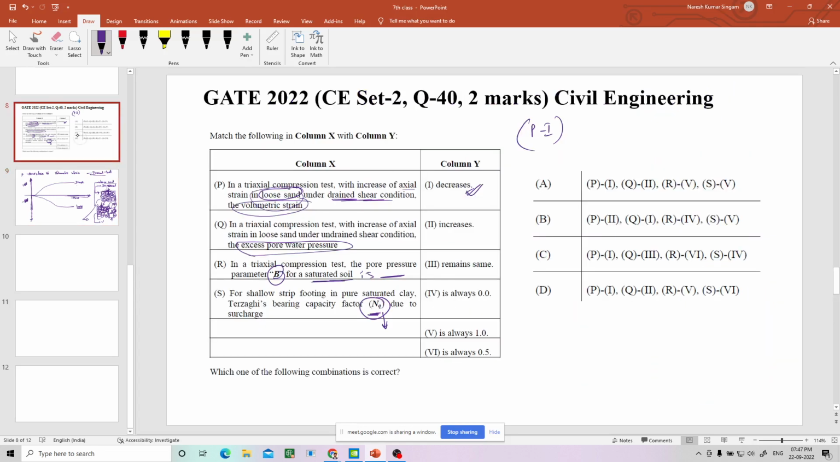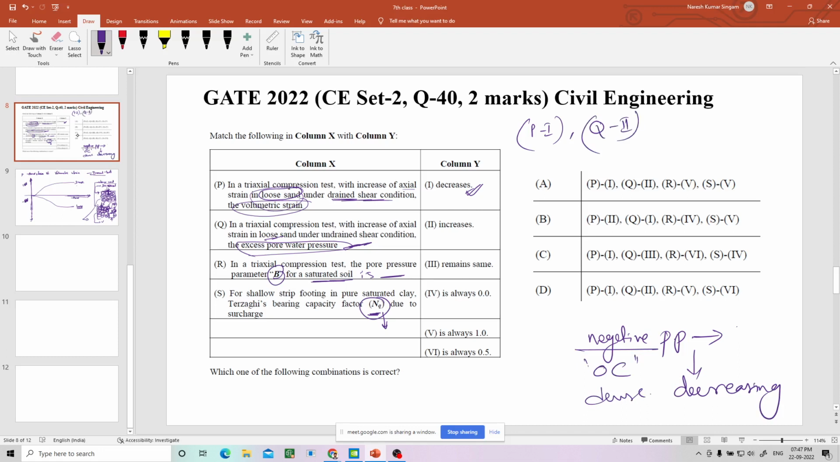So let's see the question. Again, for loose sand, excess pore water pressure will increase. Whenever negative pore water pressure is happening, that means you can say that it is decreasing. It happens in over consolidated clays or dense sands. So now next is Q2.